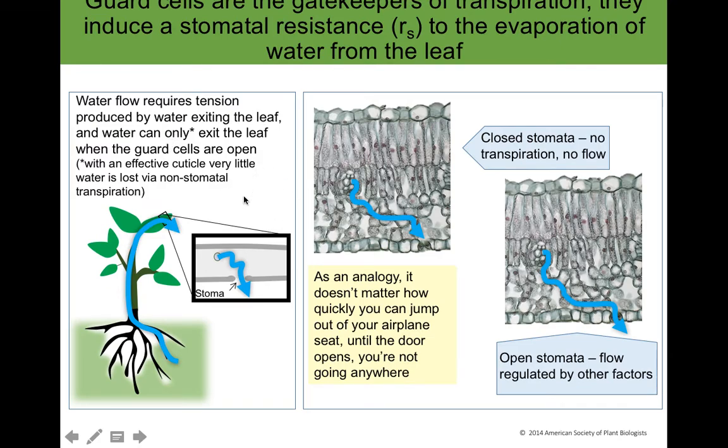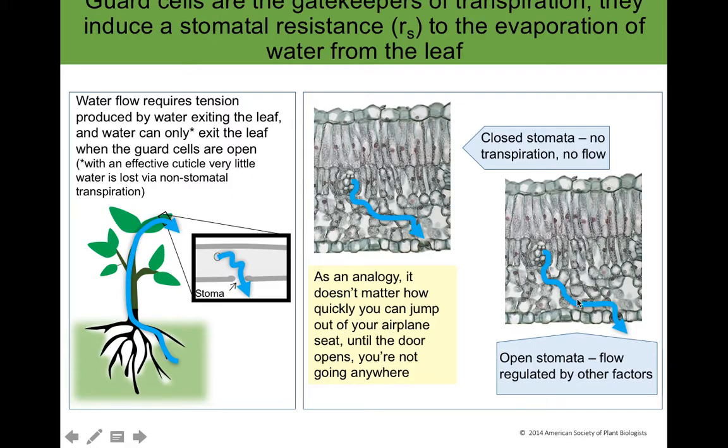So an analogy to this is it doesn't matter how quickly you can jump out of your airplane seat; until the door opens, you're not going anywhere, right? So even if there's this huge concentration gradient here, if the guard cells have a very high resistance, if their pores are not open, then water's not going to be able to leave the plant. So closed stomata, we're going to have no transpiration and no flow.